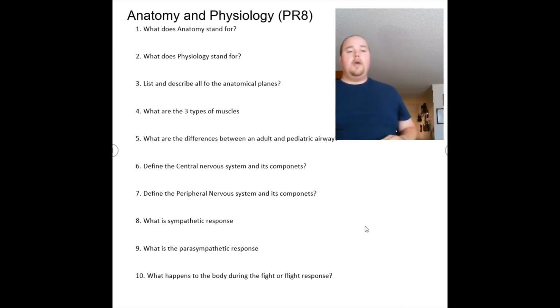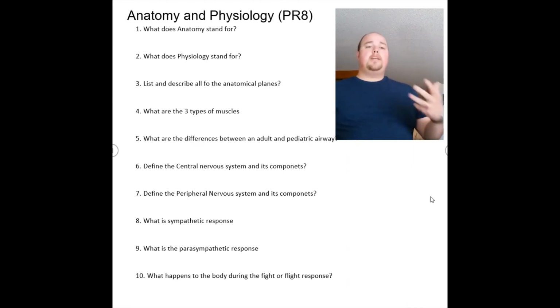Number 10, what happens to the body during the fight or flight response? Make sure that you understand the different types of signs and symptoms that are affected. What happens to the pupils? What happens to heart rate? What happens to blood pressure? All those different types of responses.